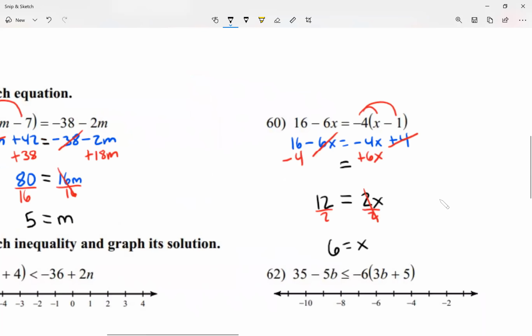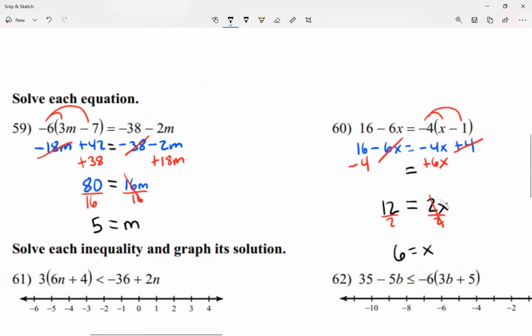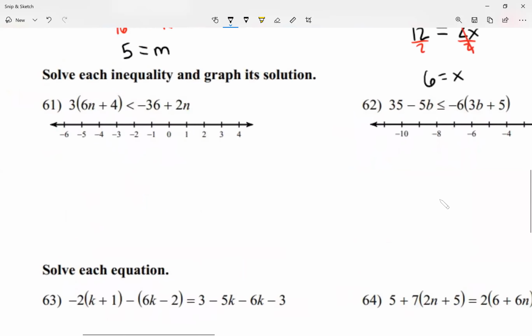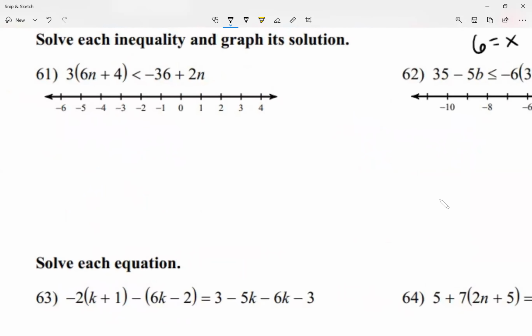When I have an equal sign, I can have the variable on the left side or the right side. It doesn't matter. For inequalities, I don't get such choice. Okay, first thing I'm going to do, get rid of parentheses. So I'm going to have, let me do the work here, 18n plus 12 is less than negative 36 plus 2n.